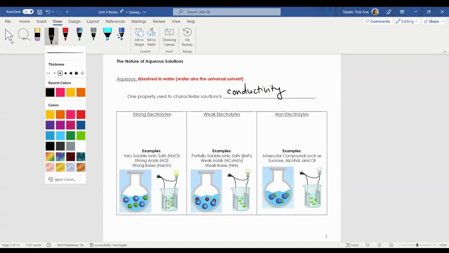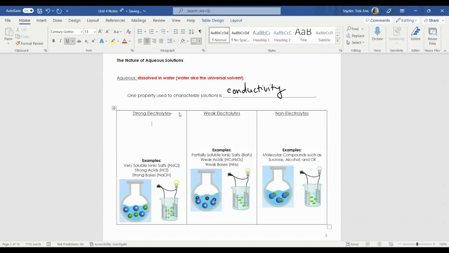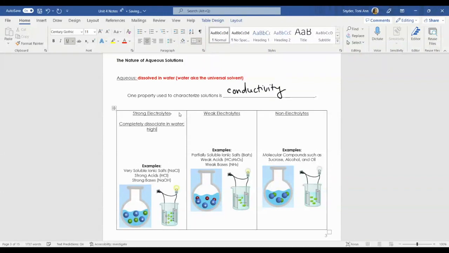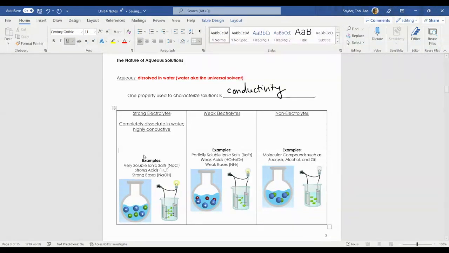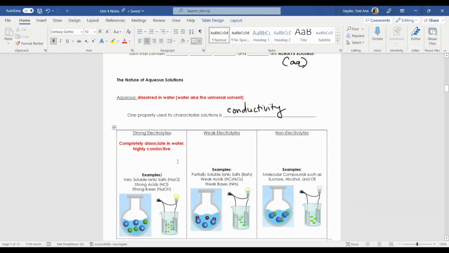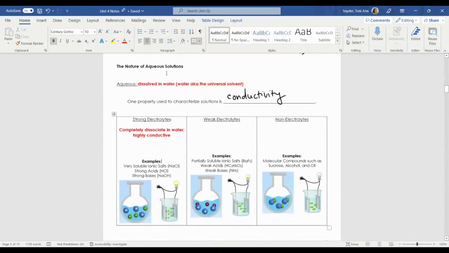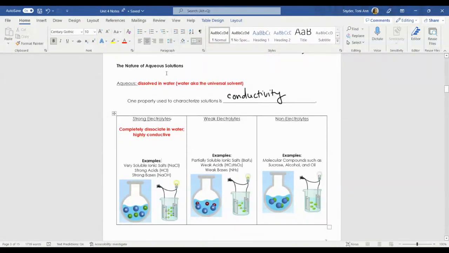So let's get that down here. Strong electrolytes completely dissociate in water. And as a result, these are highly conductive solutions. So something that would be an example of a strong electrolyte is something that is very, very soluble. So anything that has any of those ions that we talked about before, any of these would be very, very soluble. And that's because they dissociate very, very easily.